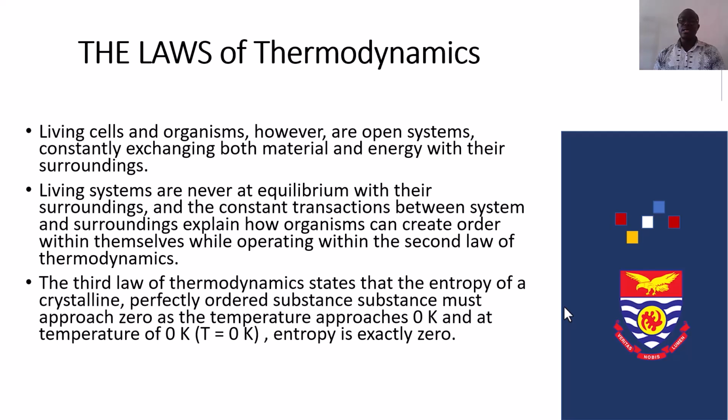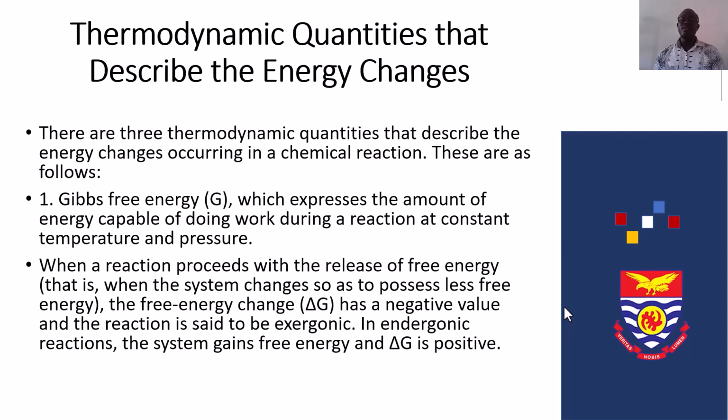The third law of thermodynamics states that the entropy of a crystalline, perfectly ordered substance must approach zero as the temperature approaches 0 Kelvin, and at a temperature of 0 Kelvin, entropy is exactly 0. There are three thermodynamic quantities that describe the energy changes occurring in a chemical reaction. These are as follows. 1.